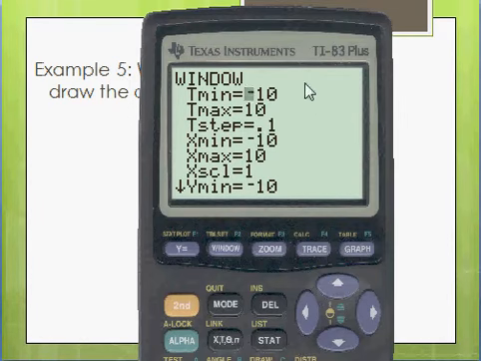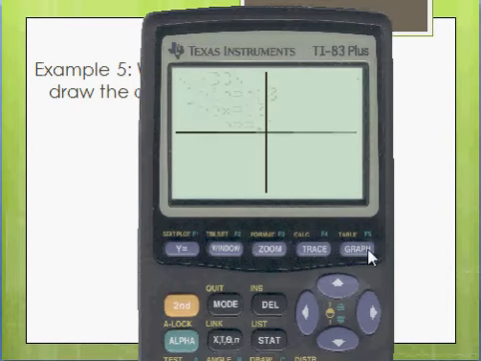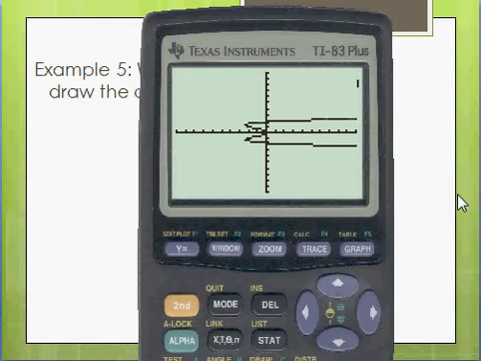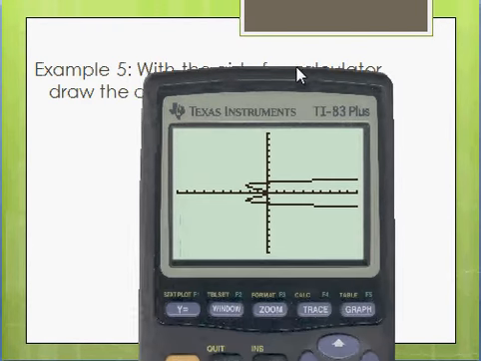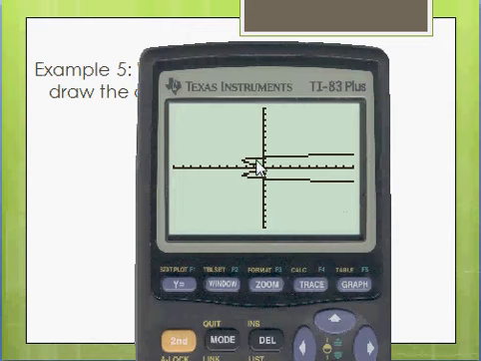You have to explicitly tell it, I want to go from this t value to this t value, and what you want the increments to be. Once you have that set, you can hit the graph button and it'll map this thing out. Okay? So we get basically a fourth degree polynomial, but it's x solved for y, so it's on its side here. We have a y to the fourth polynomial.